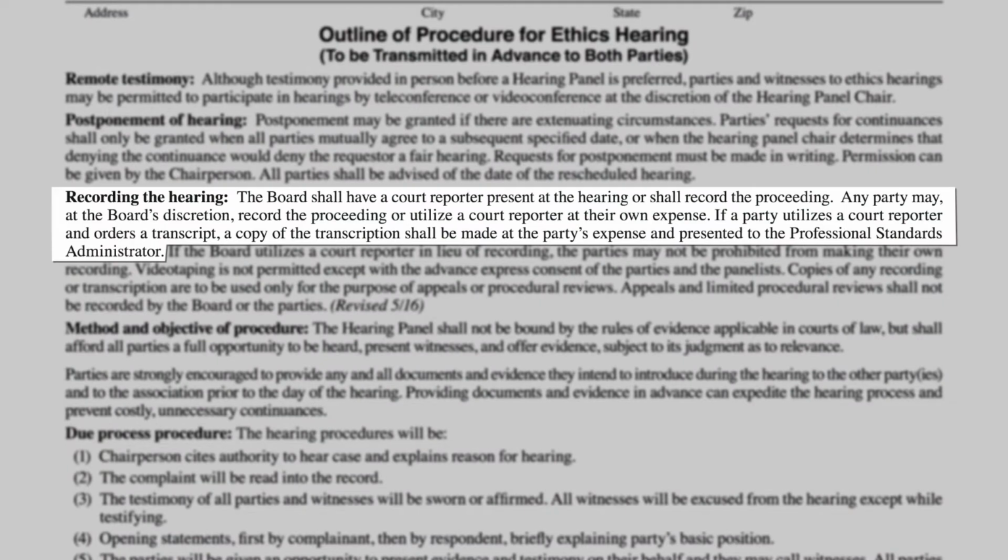The outline says, recording the hearing, the board shall have a court reporter present at the hearing or shall record the proceeding. Any party may, at the board's discretion, record the proceeding or utilize a court reporter at their own expense. If a party utilizes a court reporter and orders a transcript, a copy of the transcription shall be made at the party's expense and presented to the Professional Standards Administrator. I don't want to pay for a court reporter because my money is tight after overpaying for this building. But I wanted to know if I could use the voice recorder on my own phone to record the proceedings.